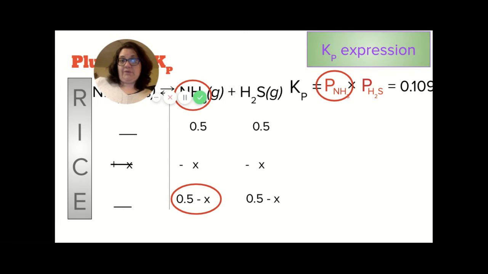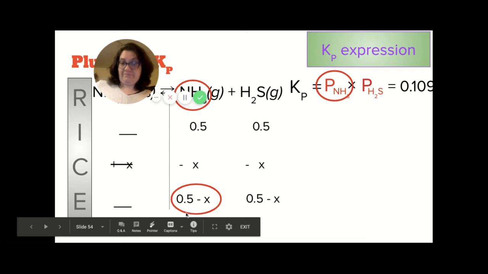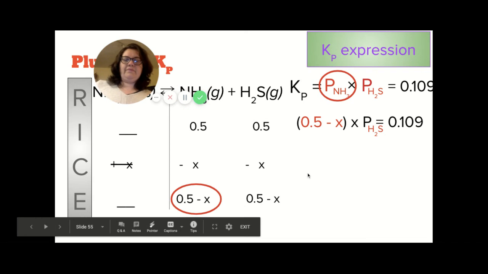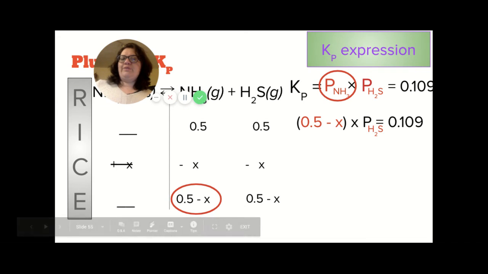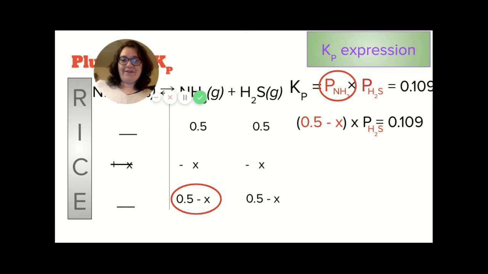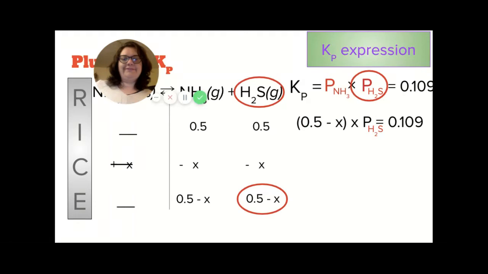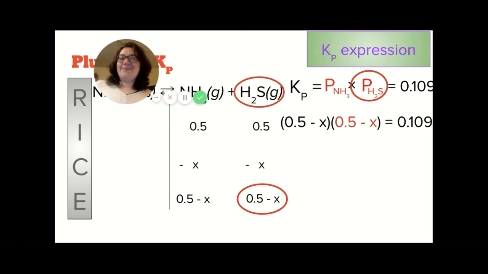Because that's what the partial pressure of NH3 at equilibrium is, 0.5 minus X. I'll multiply it times the partial pressure of hydrogen sulfide. Oh, look, that's 0.5 minus X as well. So I end up with this expression, 0.5 minus X times 0.5 minus X equals 0.109. One equation, one unknown, solvable. You can FOIL and have an X squared and use the quadratic equation.